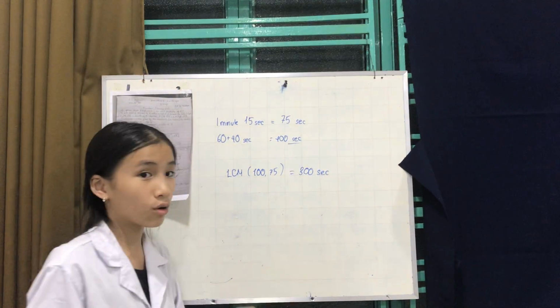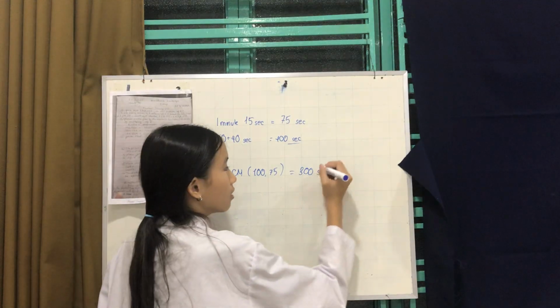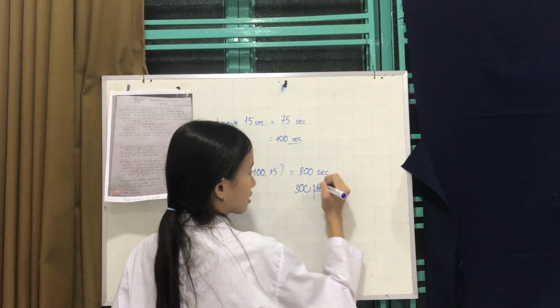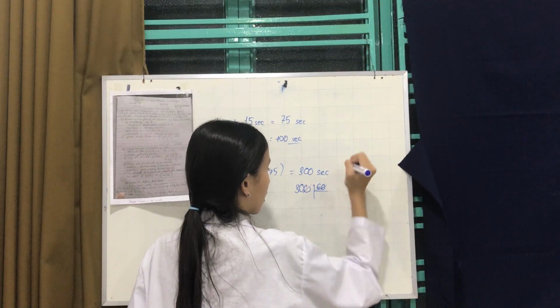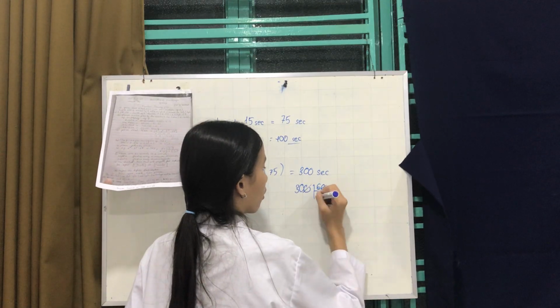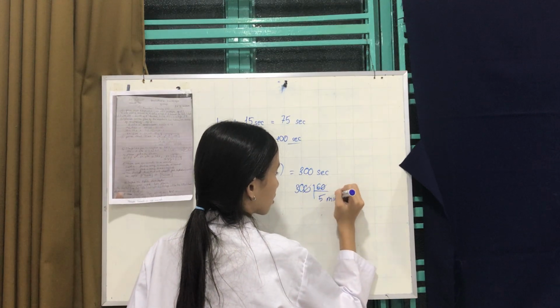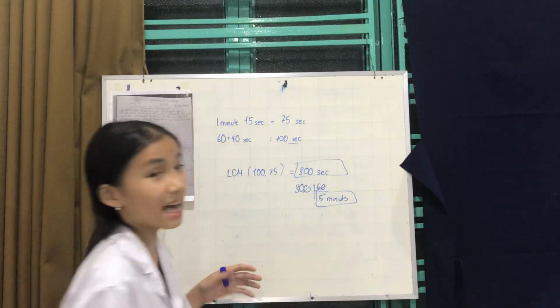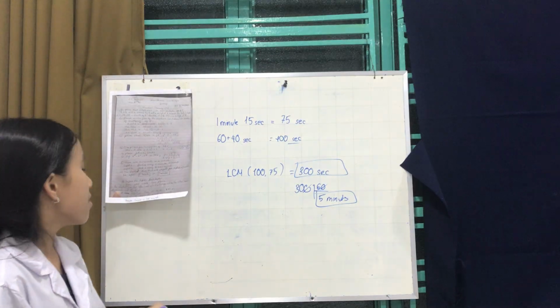How can we transform this into minutes? Well, 300 divided by 60, which is 60 seconds in one minute, will equal 5 minutes. So the answer is 5 minutes or 300 seconds. That is my answer for problem number 5.